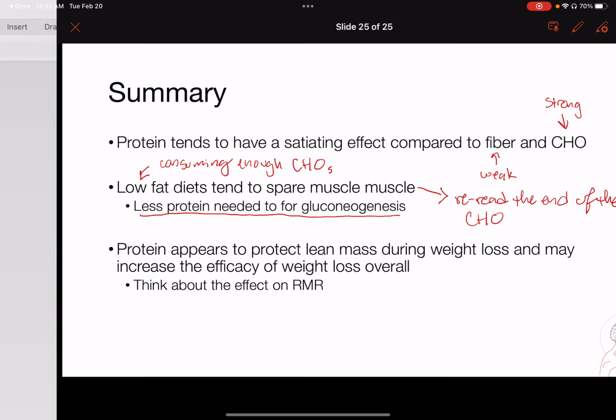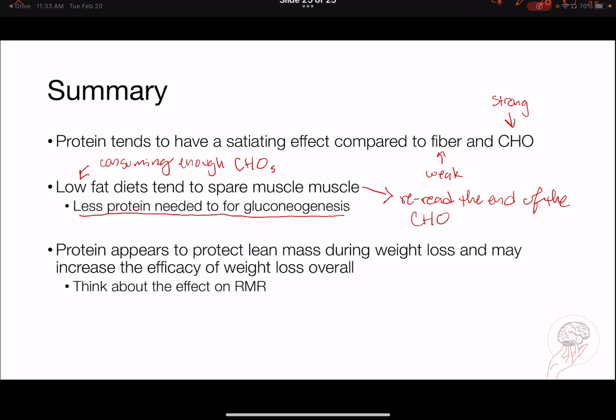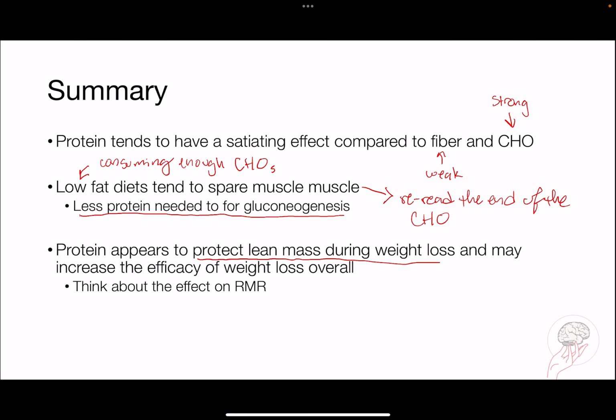There we go. Protein appears to protect lean mass during weight loss and may increase the efficacy of weight loss overall. So think about the effect of resting metabolic rate or resting energy expenditure. I guarantee I will ask quiz questions about that. And that is the end of the protein lecture.